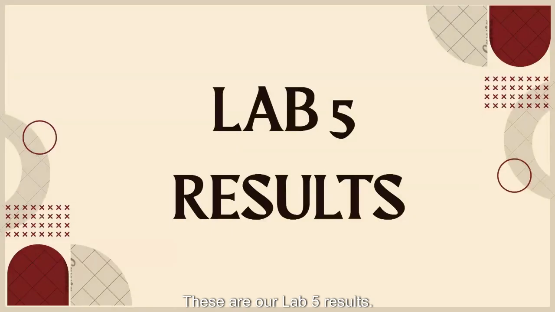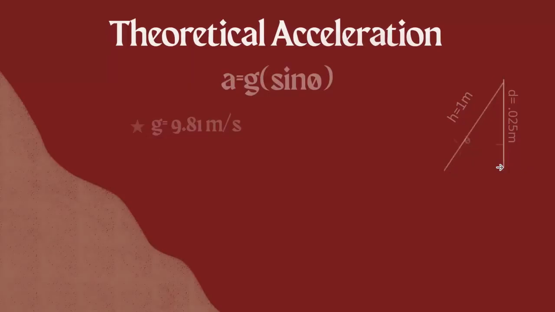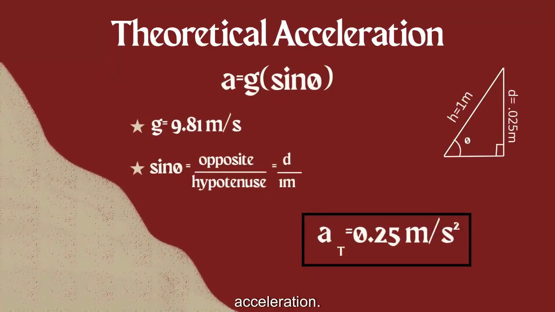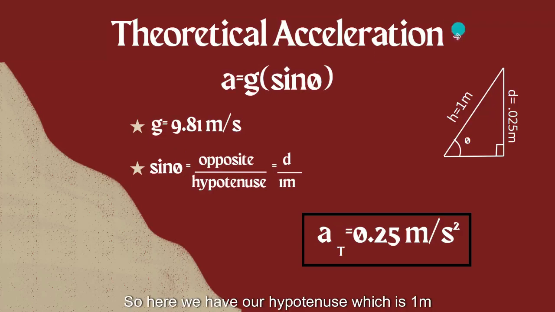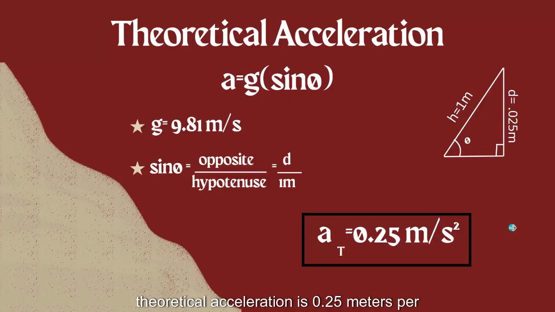These are our Lab 5 results. First, we have to calculate our theoretical acceleration. In order to do so, we need to multiply gravity times the sine. Here we know that gravity is 9.81 meters per second squared, and in order to find the sine, we just need to put the opposite over the hypotenuse, which also equals distance over 1 meter. So here we have our hypotenuse, which is 1 meter, and our distance is 0.025 meters. Once we do the math, we get that our theoretical acceleration is 0.25 meters per second squared.